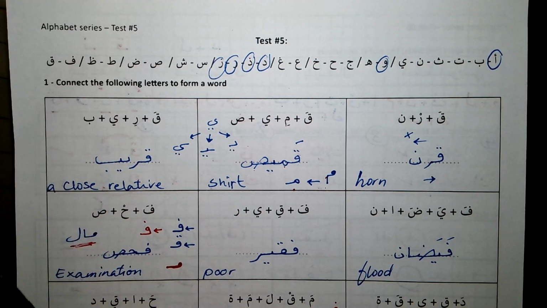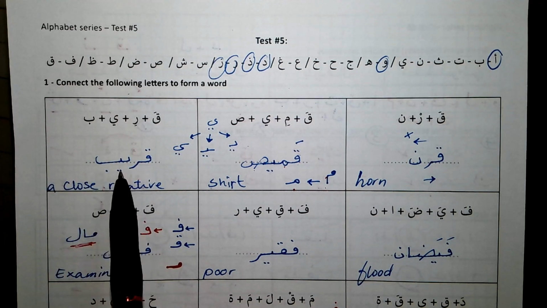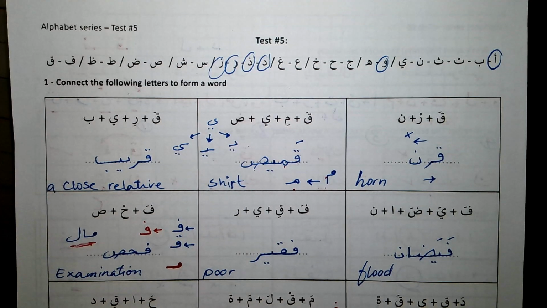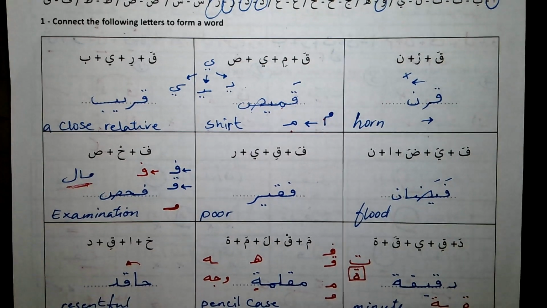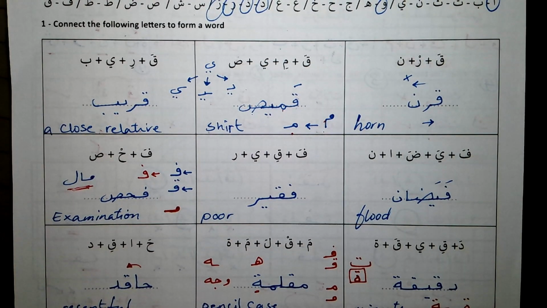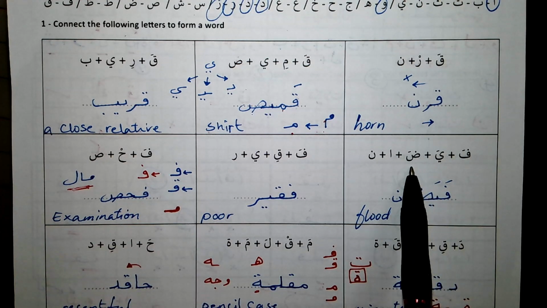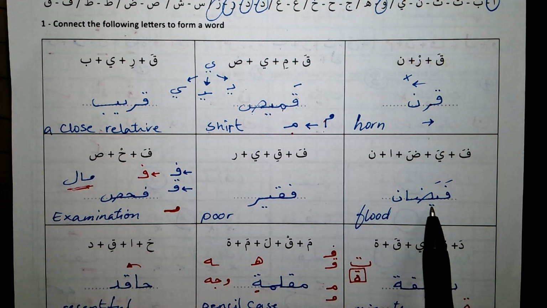Qarib. Qaf, ra, ya, ba. Ra doesn't connect to the next letter. Qarib means a close relative. Second line, fayadan. Fa, ya, dad, alif, noon. Fayadan. Fayadan means a flood.